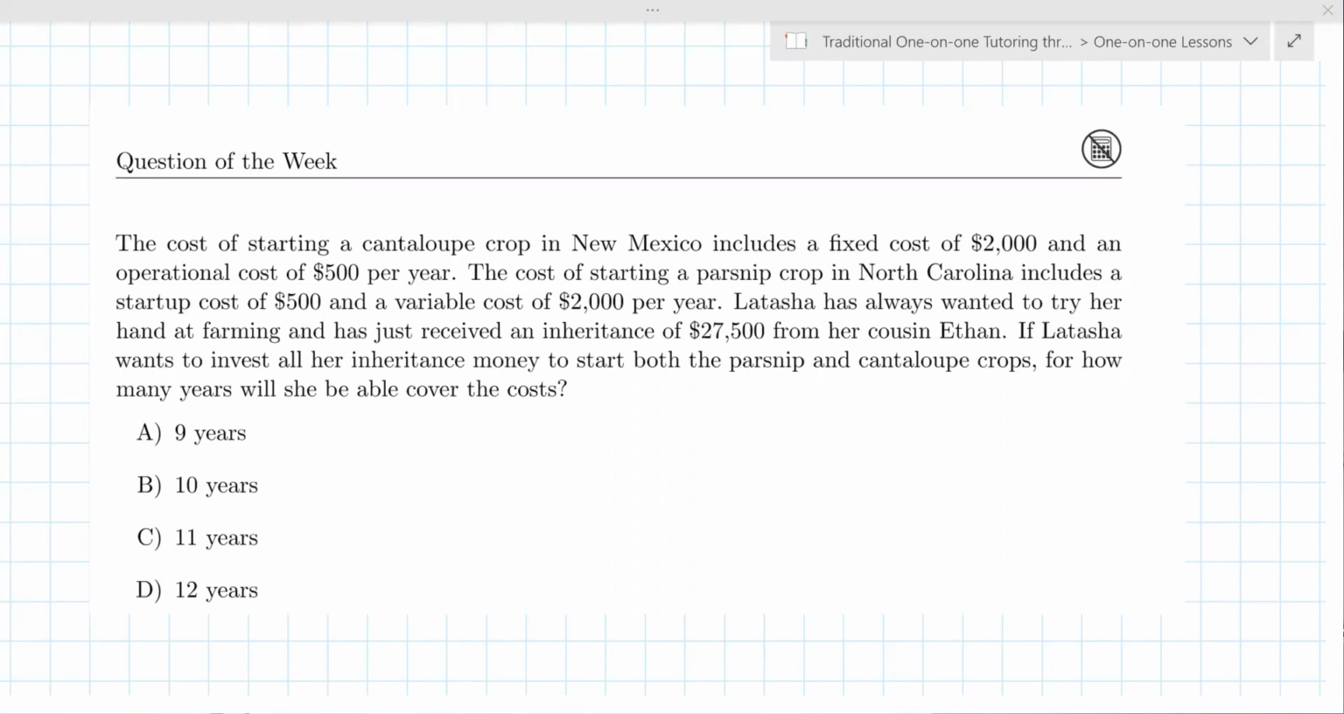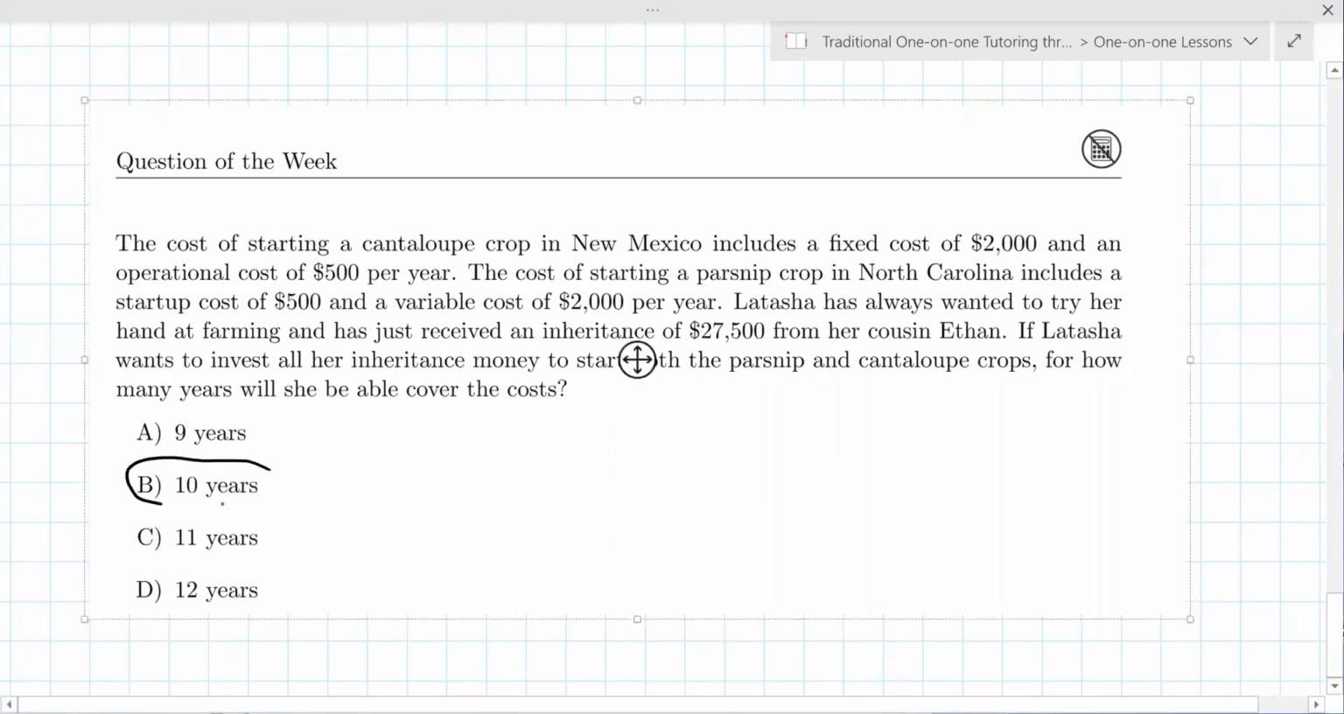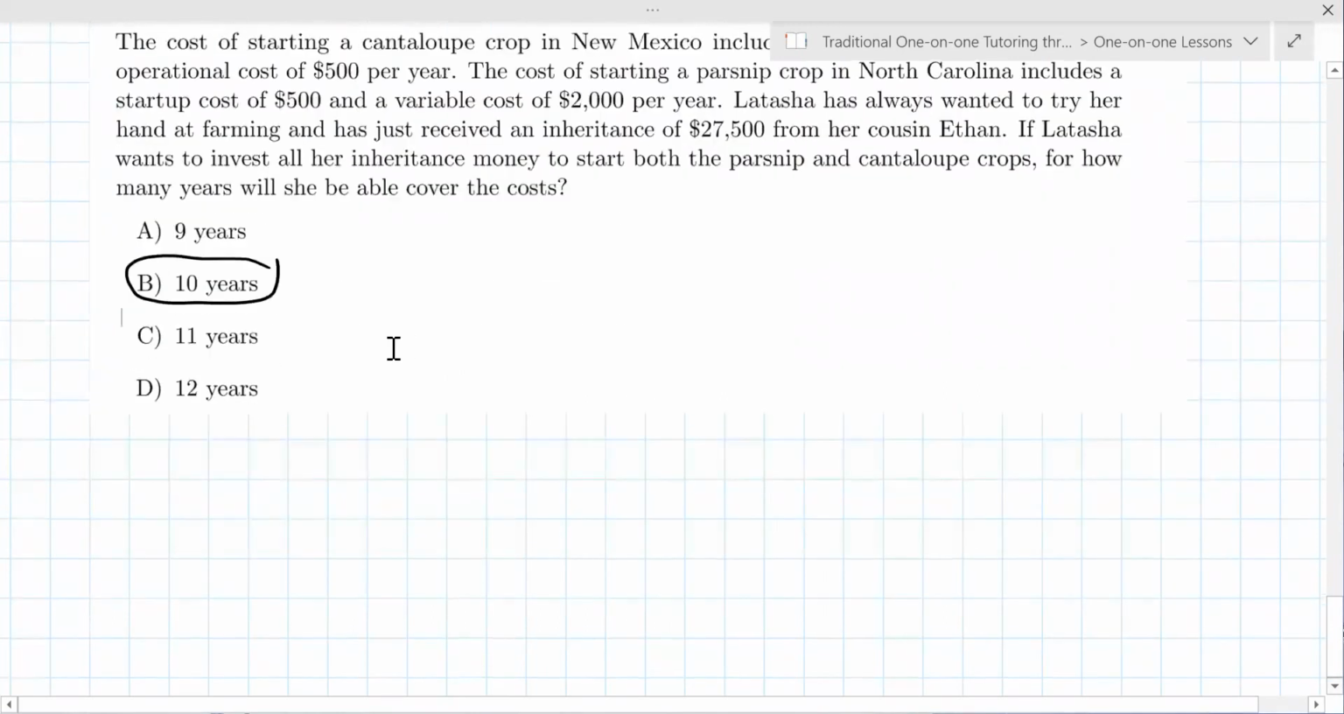10 years. Okay, so you come up with B, 10 years. How confident are you in your answer? Pretty confident. Okay. So let me work through this problem with you just to show you what kind of steps would be needed.